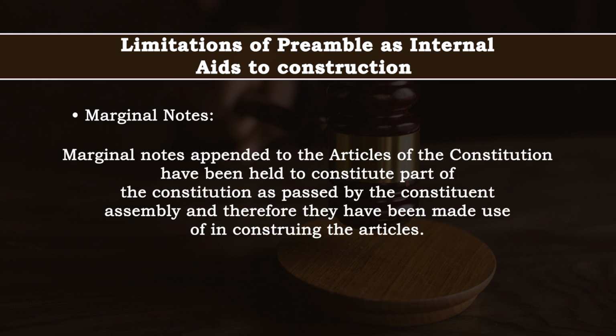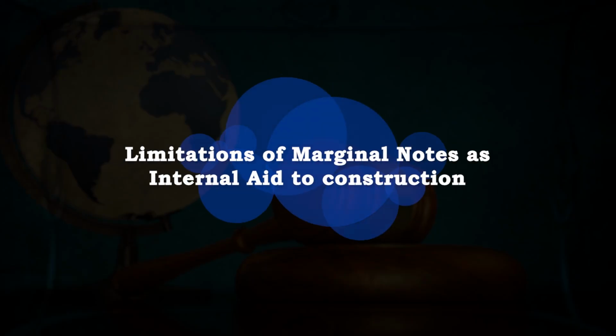Marginal notes appended to the articles of the Constitution have been held to constitute part of the Constitution as passed by the Constituent Assembly, and therefore they have been made use of in construing the articles. In the foreign case of Wilkes versus Goodwin, the court held that the side notes are not part of the act and hence marginal notes cannot be referred to. Now we have some of the limitations of these marginal notes.